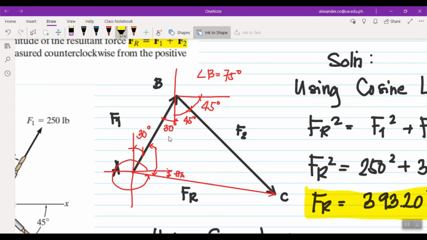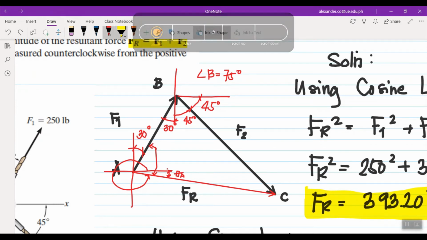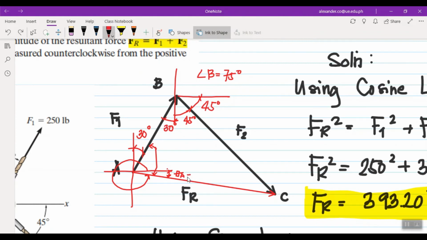Nagets nyo? So, yung theta A, it's quite obvious na theta A is 7.1 degrees. Di ba? Kasi angle A, tignan nyo, this is 67, 30. So, kung 30 plus 67, lumampas siya sa 90. Ano natira? 7.10 degrees. Di ba? Pero ang tinatanong, yung angle na to.